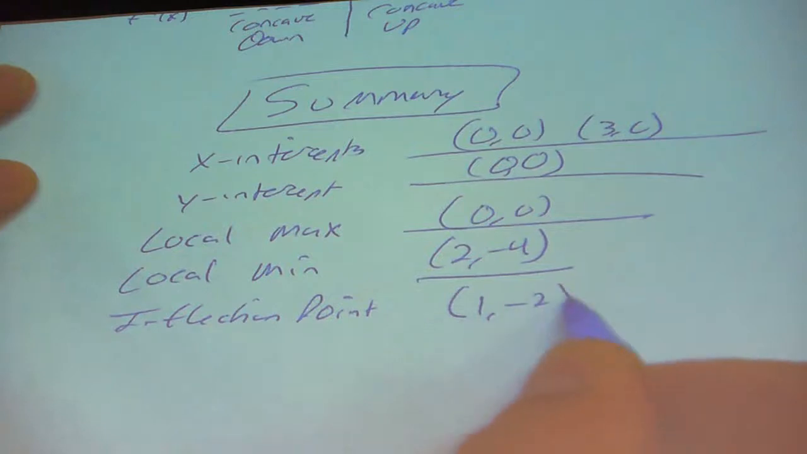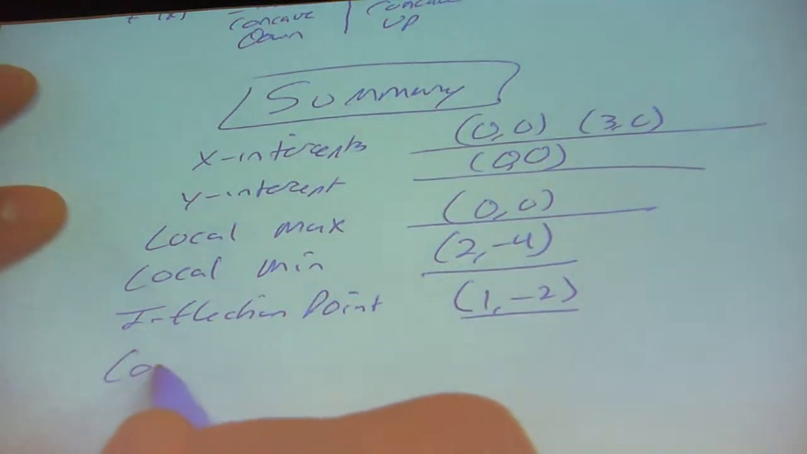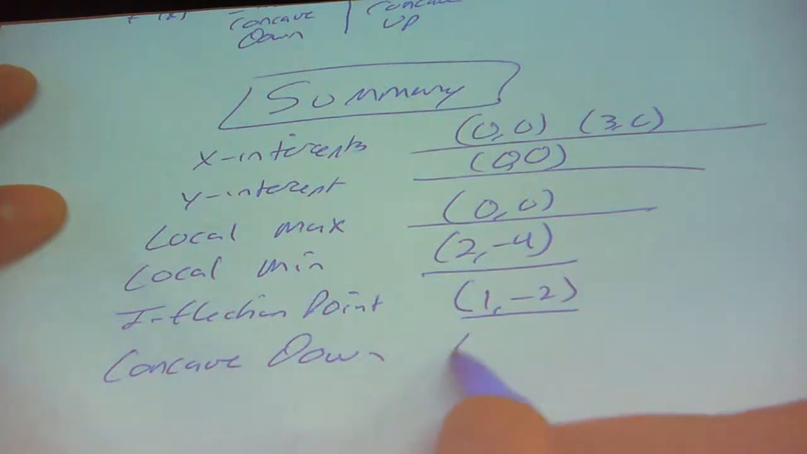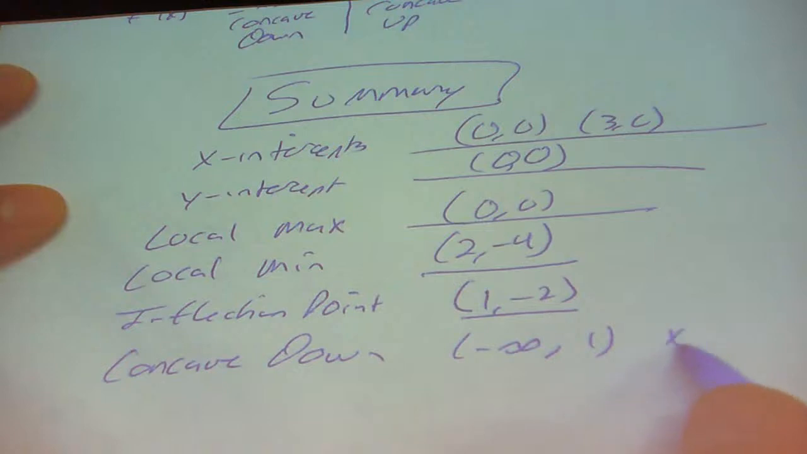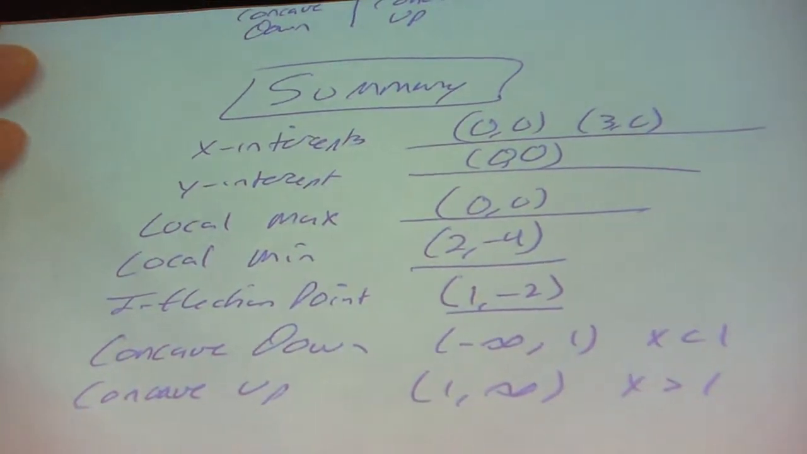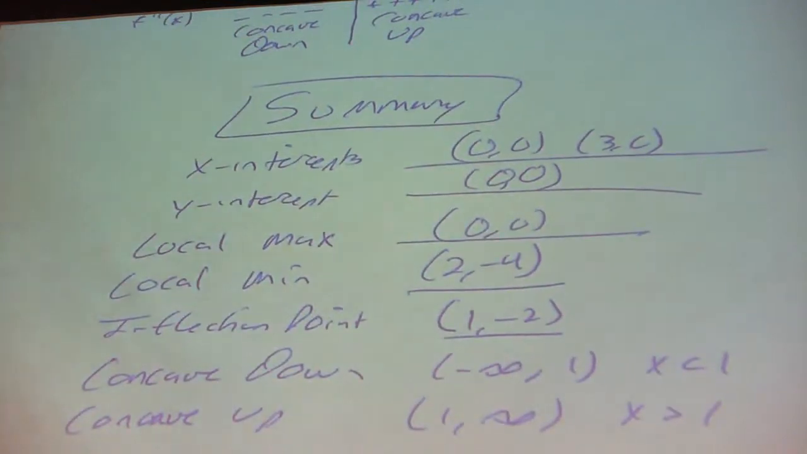at (1, -2). And we know it's concave down from negative infinity to 1, or when x is less than 1. And it's concave up from 1 to infinity, which is when x is greater than 1. And that's what we're learning up to 4.1 and 4.2.